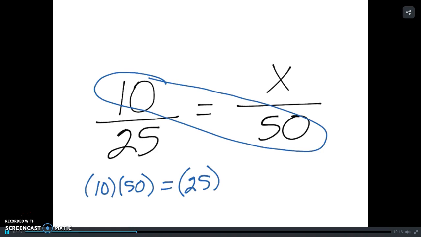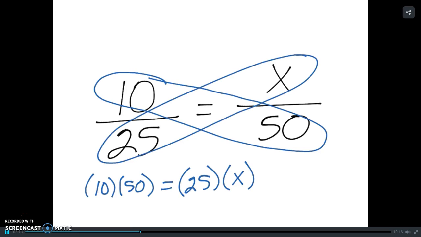What I want you to get used to doing is to know that if you cross the numbers that are across from each other, so the two extremes and the two means, you are going to be able to set those up as being equal. So we're multiplying the numbers across from each other, and then those quantities we can set equal to each other. And here's why that's important.